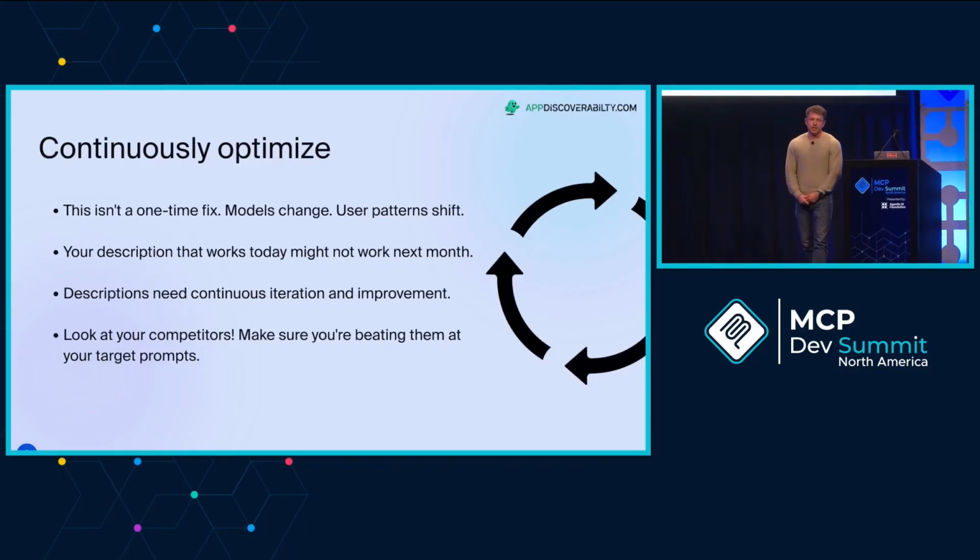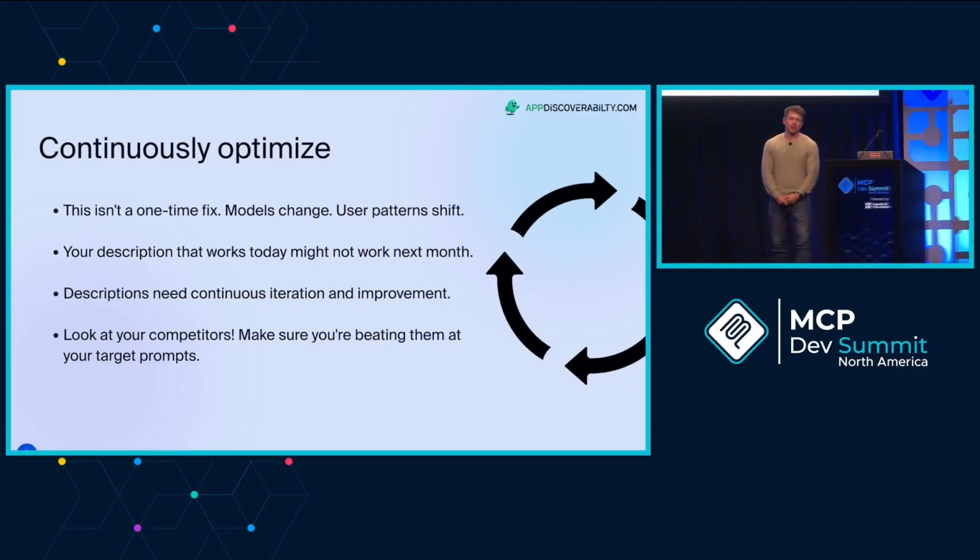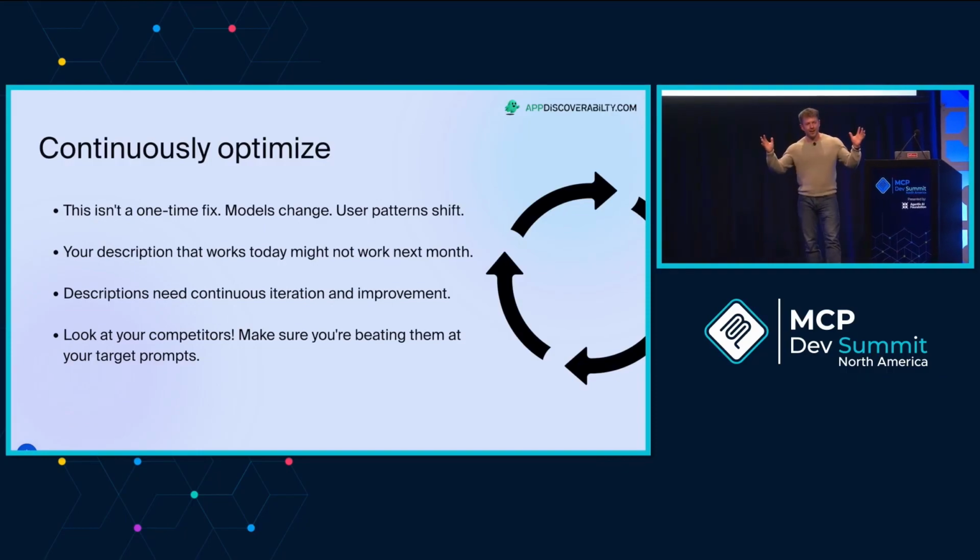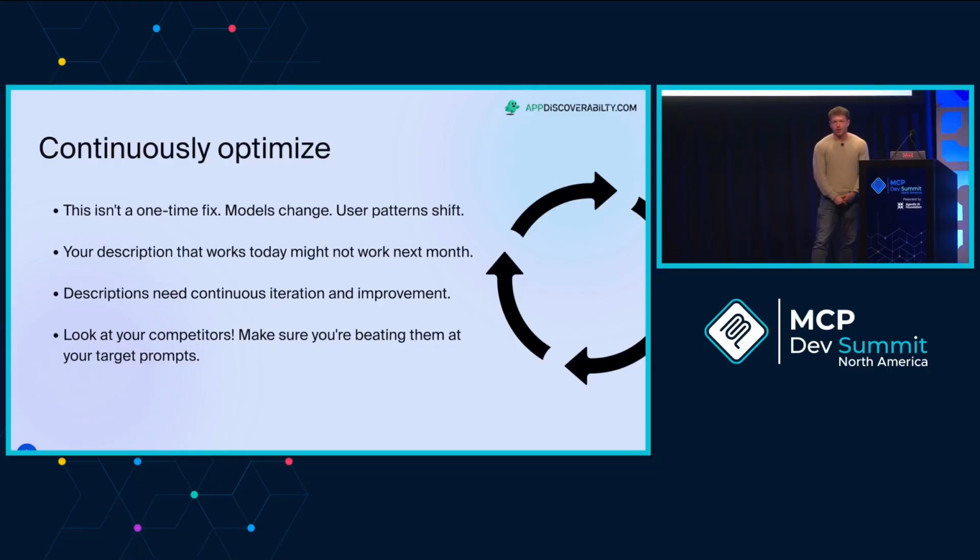One very important thing is that this is not a one-time fix. You can't just go in and say, hey, I have the perfect tool description, it works super well with my conversational testing, because things change, right? The model changes. Your user behavior changes. So it needs to be continuous. You need to think of a cycle.